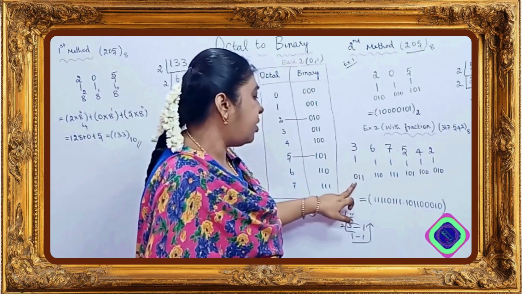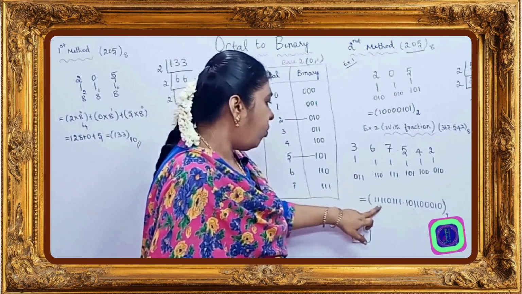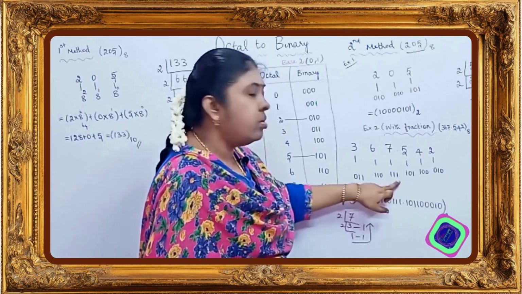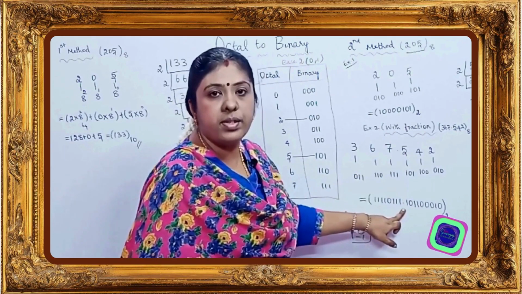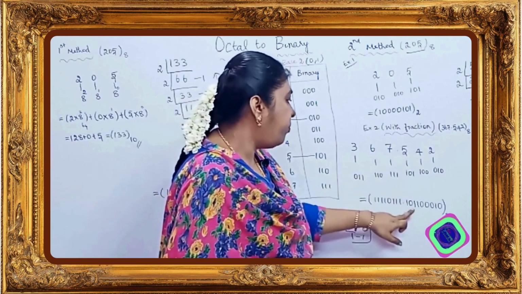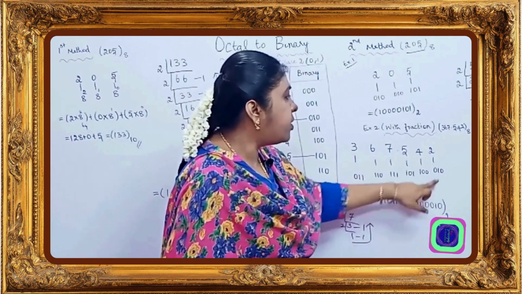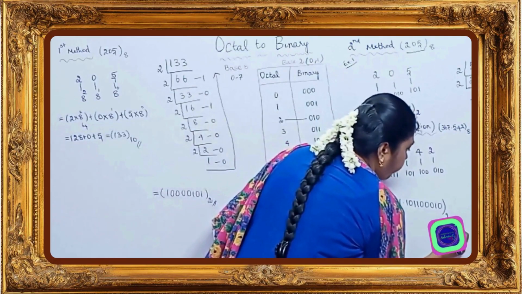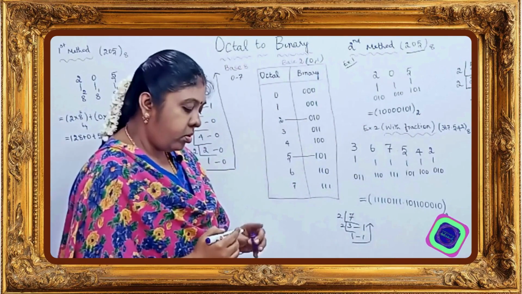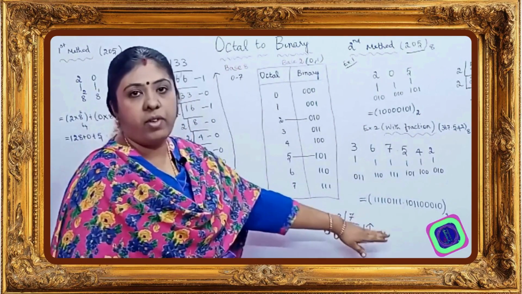Here the first digit is 0, hence it is discarded. So 1 1 1 1 0 1 1. And then after the decimal point, the same decimal point can be represented here also. For 5, 1 0 1. For 4, 1 0 0. For 2, 0 1 0, to the base of 2. So that is the final answer.